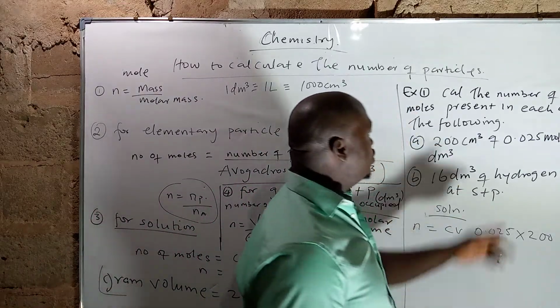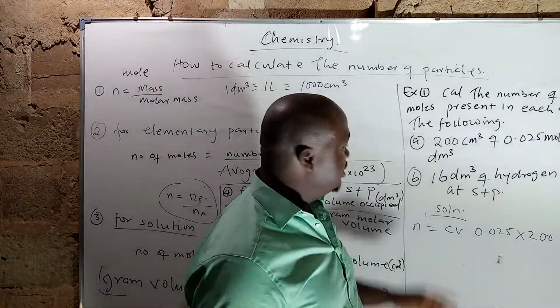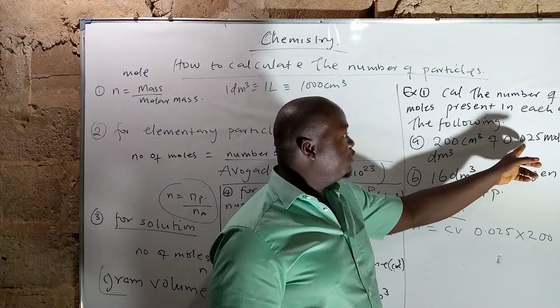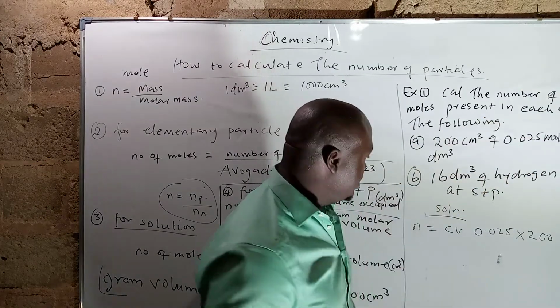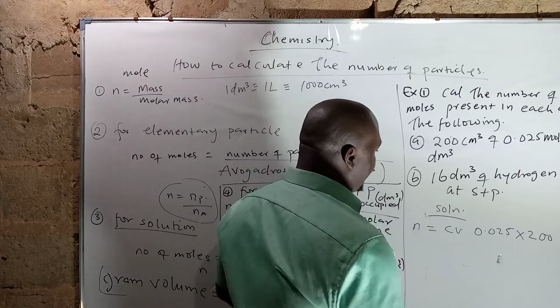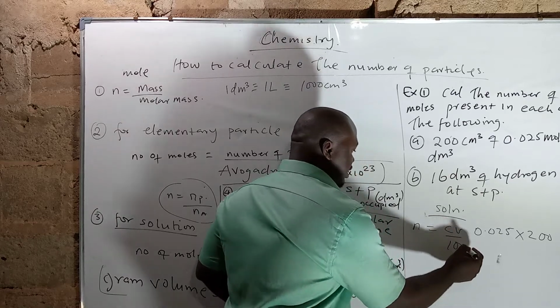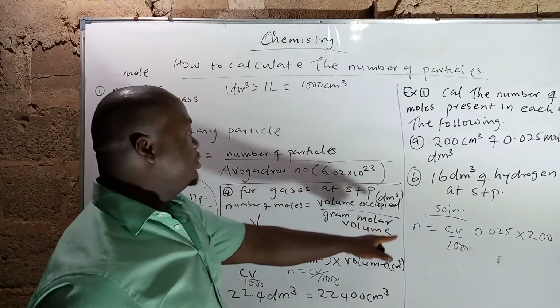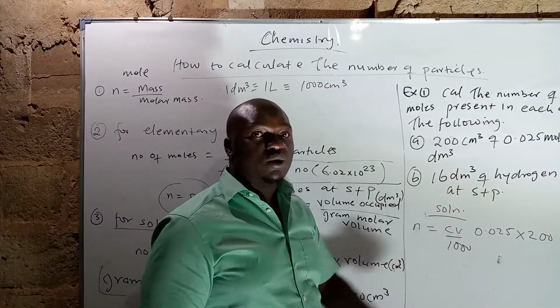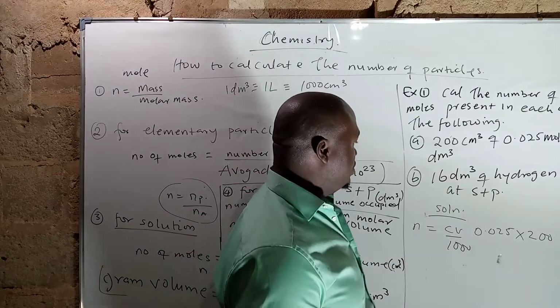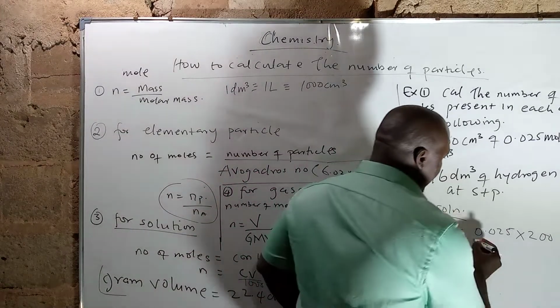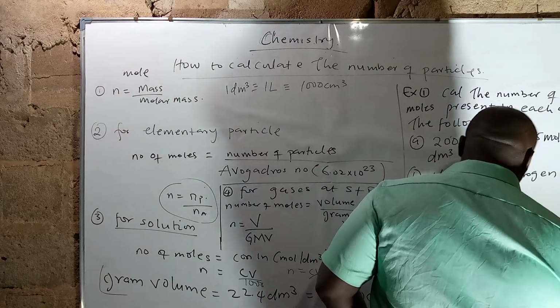We have a beautiful question here. Calculate the number of moles present in each of the following. 200 cm cube of 0.025 mole per dm cube. So all you need to do is quote our formula already at the board, that number of moles is CV all over 1000. And so this is it, and you divide everything by 1000.